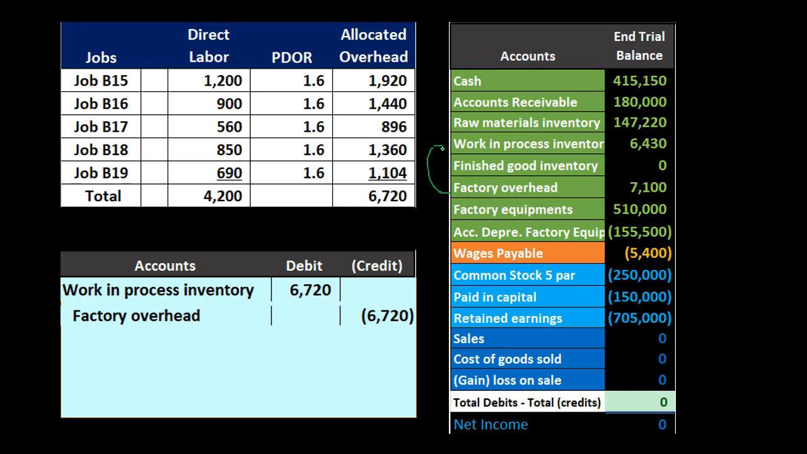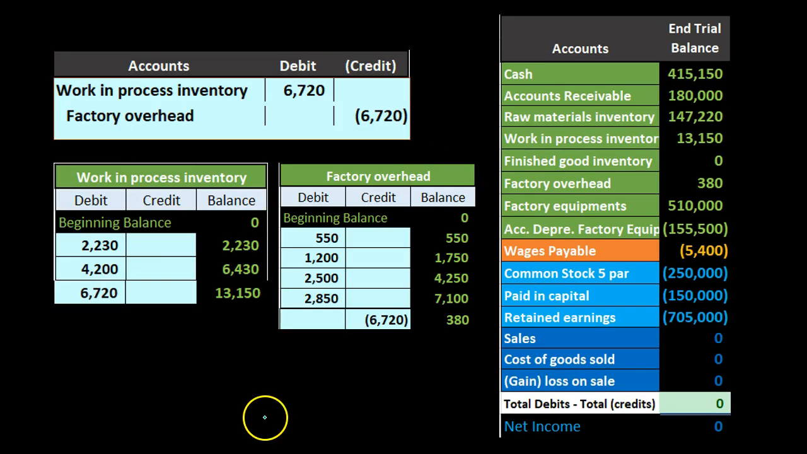Whenever we move something to the work in process account, it needs to be able to be supported by the jobs. If we post the journal entry, then we're going to say that the work in process account here is going to be debited in the GL. So the GL for the work in process was at 6,430. It's going to increase by that 6,720 to 13,150. So that's what we have here. And then the factory overhead is going to be credited, decreasing it. It was at 7,100. It's going to go down by 6,720 to 380. That's what's left in factory overhead.